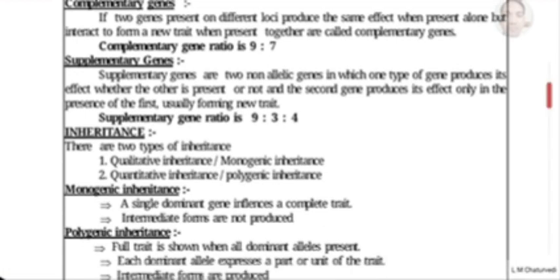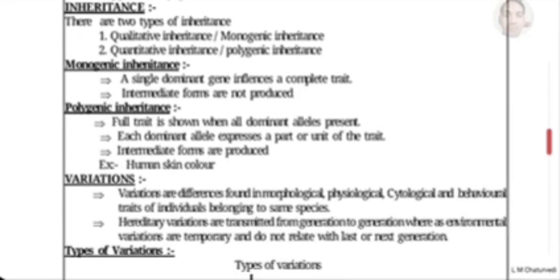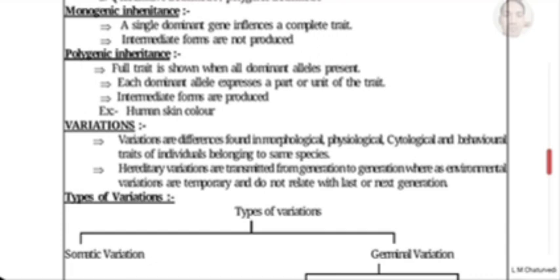Inheritance is of two types: qualitative inheritance and quantitative inheritance. Qualitative inheritance is seen in monogenic inheritance, which means a trait is controlled by one pair of genes, and quantitative inheritance is seen when a trait is controlled by more than one pair of genes. It is also called polygenic inheritance because more than one gene is involved. Monogenic examples are length of plant and color of flower. Polygenic inheritance means more than two genes, for example, skin color of human is controlled by three pairs of genes.